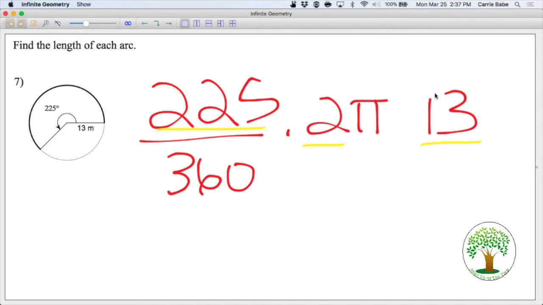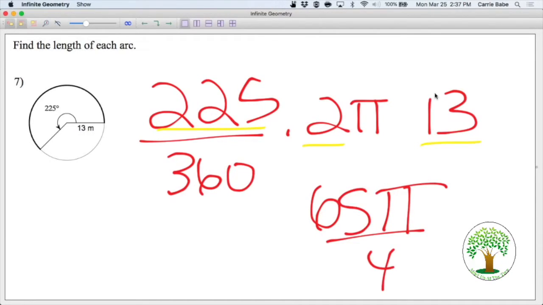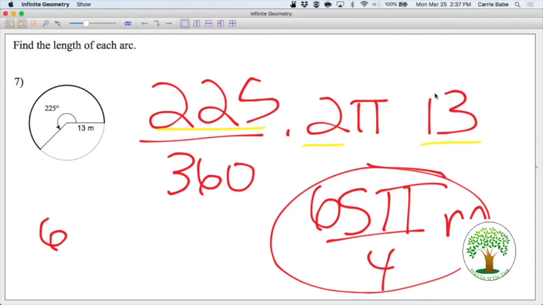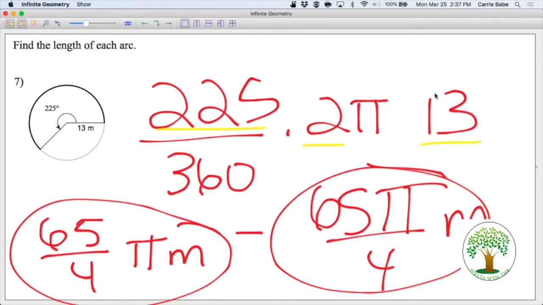No, do your fraction button to get it into a fraction. So it'll be 65 pi over 4 if you did it right. 65 pi over 4 meters? Yes, meters. All right, 65 pi over 4. You can also write this as 65 over 4 with the pi in front, meters. They are equal.